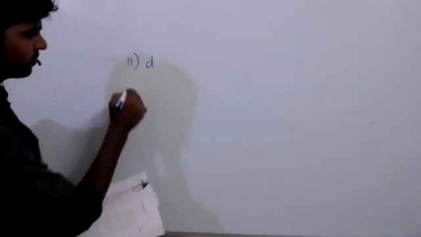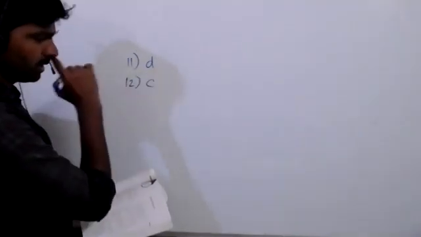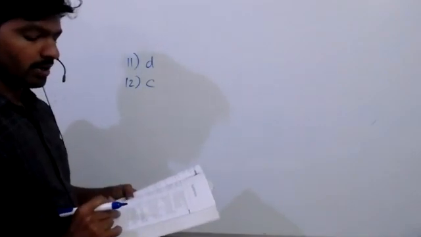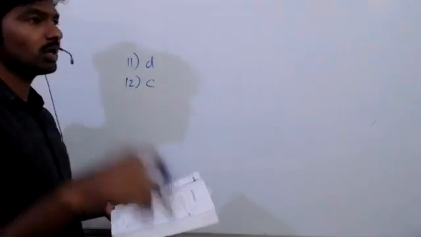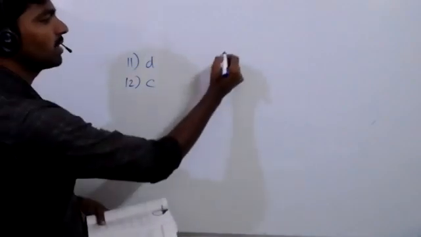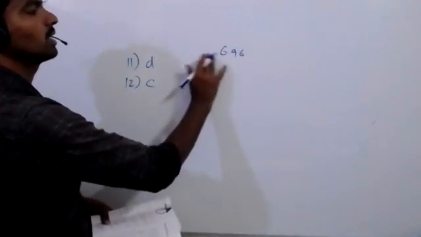Twelfth one, the pH of 10 power minus 8 M HCl solution is. What is the answer? HCl is an acid, so obviously option C. Here we need to consider the given 10 power minus 8 M as the H plus concentration. From water also we have to consider 10 power minus 7 M. Then finally we get the pH value 6.96.